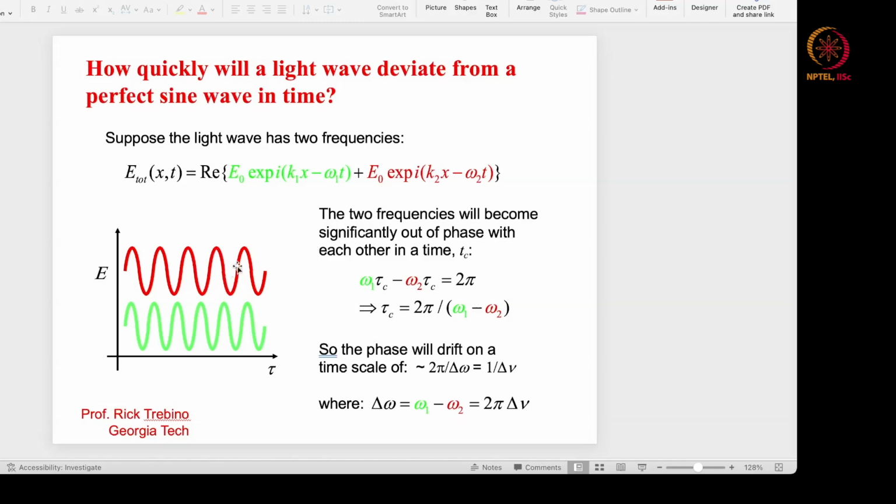Now, these two frequencies will become significantly out of phase with each other over a time period, say tau c. This is Tc or tau c.